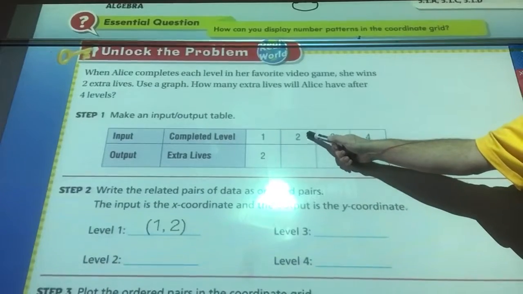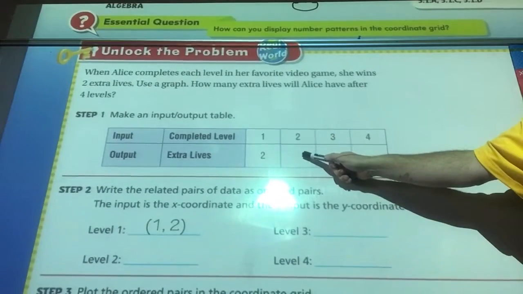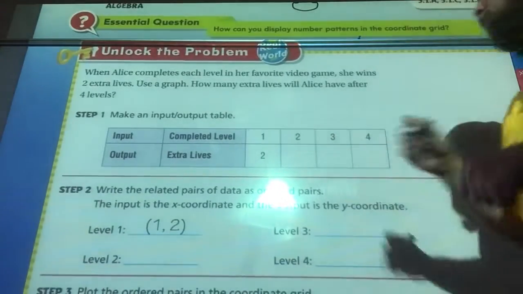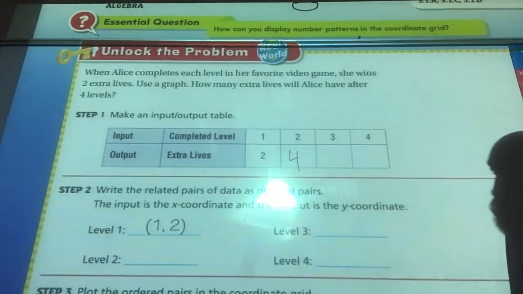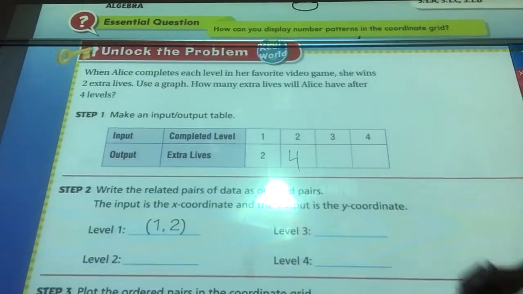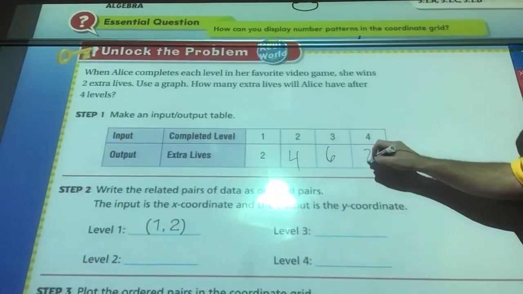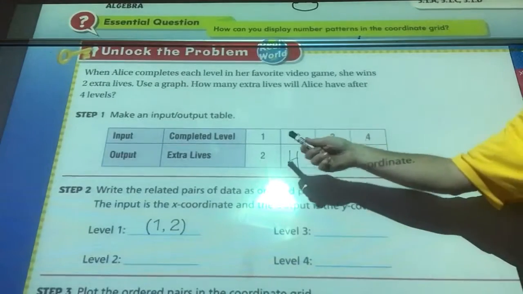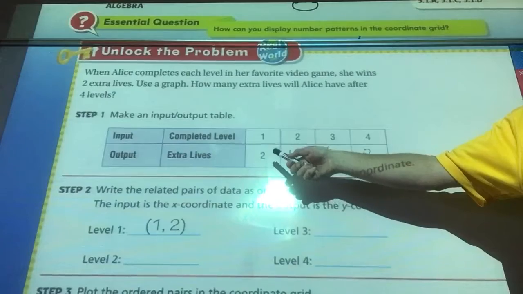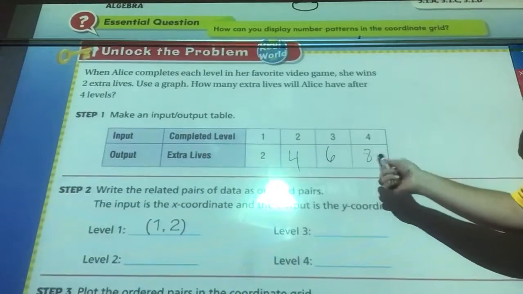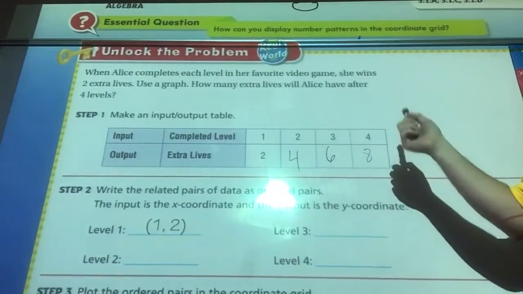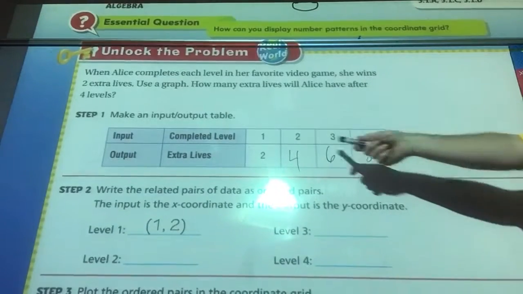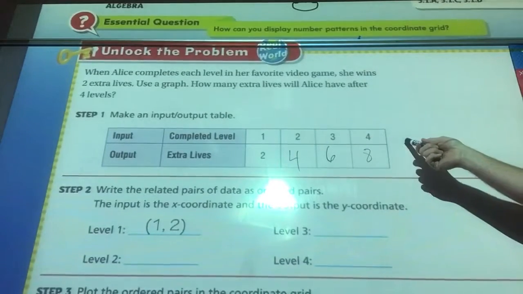If she completes 2 levels, Hunter, how many extra lives does she have? 4. Lainey, if she completes 3 levels, how many extra lives? 6. 4 levels. Evan, how many extra lives? 8. But are they counting the ones that she had last time? No, we're having 2 lives per level. Okay, because she's just playing. She's not dying. She completes 4 levels all at once.